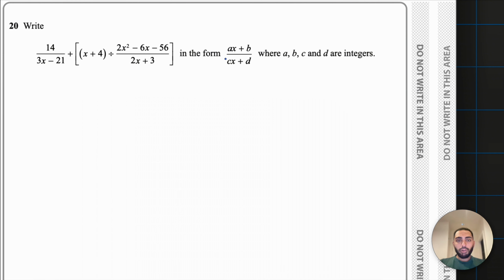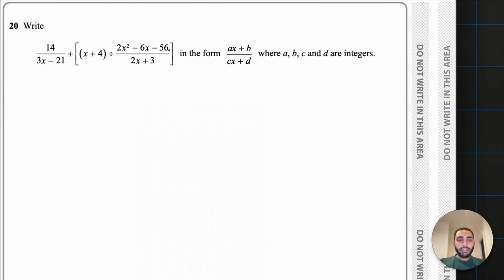Question 20. Write this fraction in the form ax plus b over cx plus d, where a, b, c, and d are integers. So I've got quite a few things going on here, but I can see all of this is in a bracket. I can see I've got a quadratic here, so it might be useful to start off with this quadratic and just simplifying it. I'm going to factorize this.